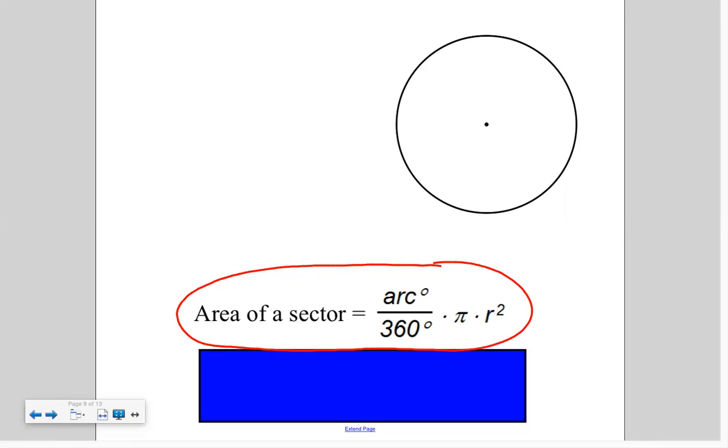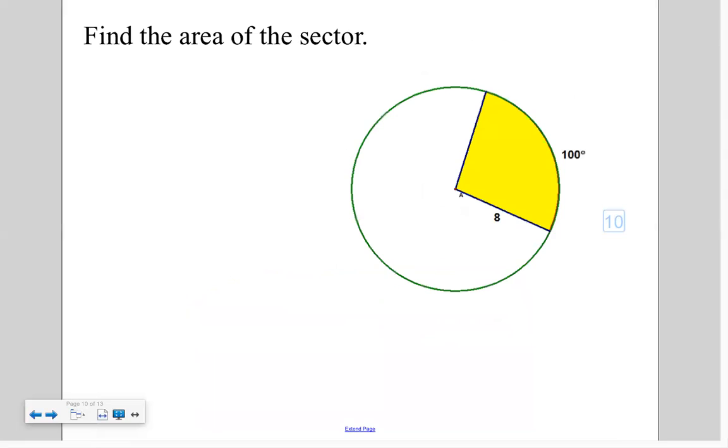We'll do two examples. What we're going to need to plug in, we need to know the arc degree and we need to know the radius. If we know those two things, we can find the area of our sector. All right, so here is a circle with a shaded sector where the arc degree measure is 100 degrees. That means the central angle is 100 as well. So let's plug in what we know here to get our area.